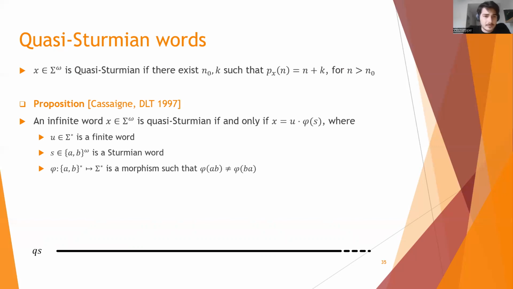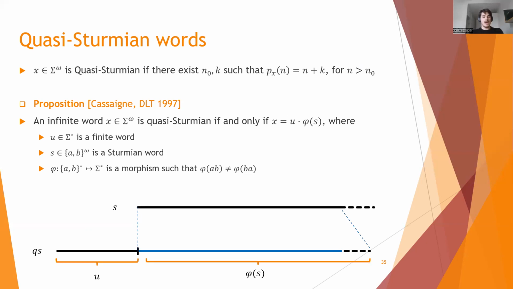So Cassaigne proved that this factorization holds for all quasi-Sturmian words. That is, basically any quasi-Sturmian word can be decomposed as a prefix, which is any finite word, and a suffix, which is actually the image of a morphism phi that does not lead to a periodic word, applied over any Sturmian word.